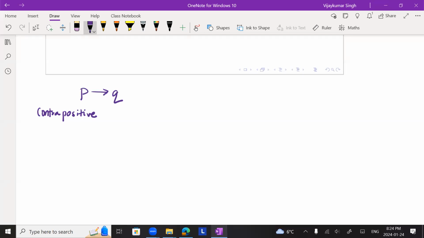Okay. The contrapositive of this statement is negative Q implies negative P. Given a statement, P implies Q, there's a contrapositive of that statement, which is negative Q implies negative P. There is also the converse of this statement, which is the same as what?